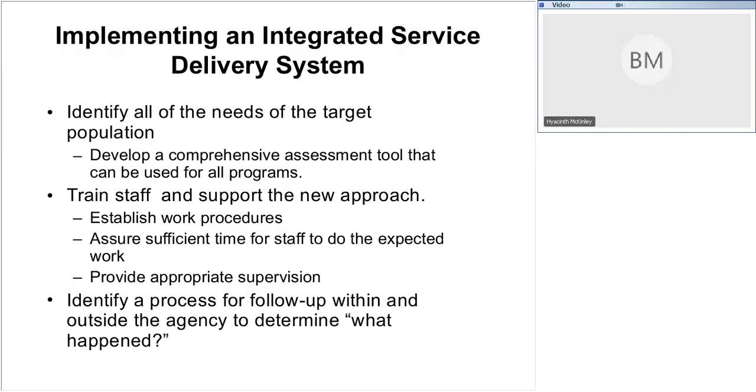And all of the needs of the target population should be part of that assessment. That common intake should be the first step in an assessment process that can be used for all programs, so that you're not asking housing questions in the housing department and education questions in the education department, but that you have a comprehensive assessment tool, and that will form the basis of your service delivery and also your data collection system. And then train staff.